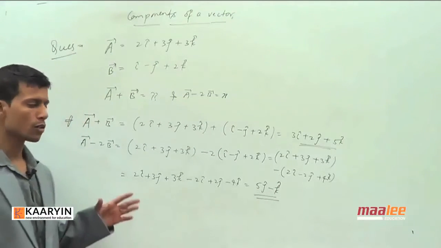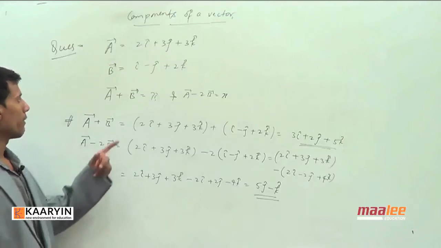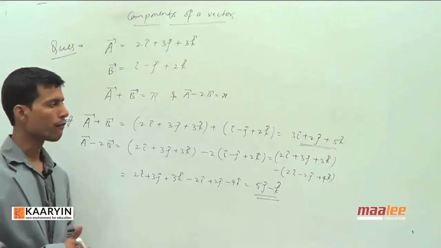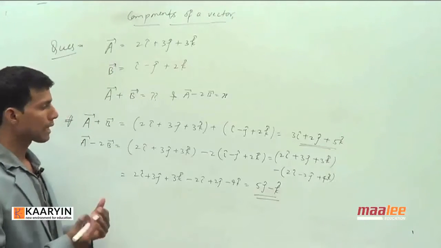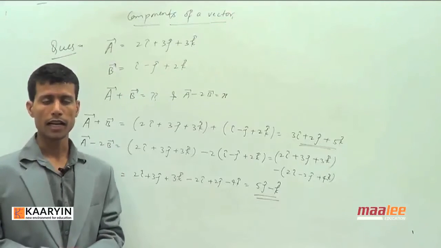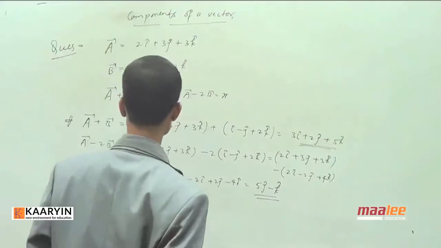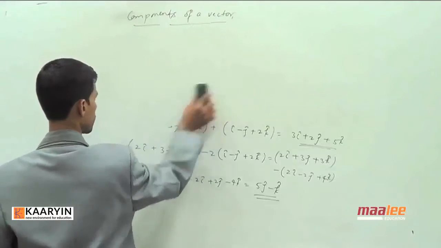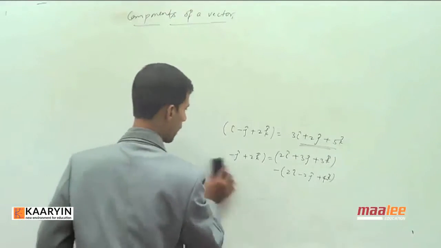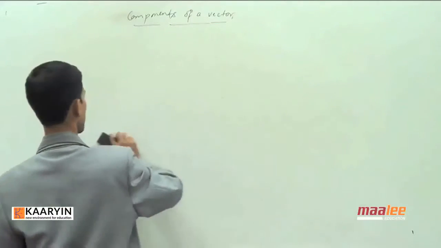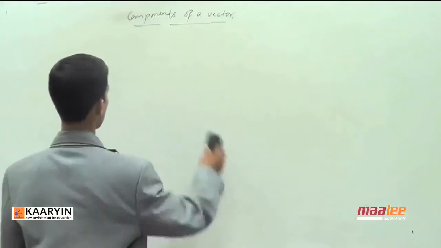So that is how we can solve if the vectors a and b are given. In this way we can find the addition, subtraction or multiplication with a scalar for any number of vectors. Now we will see how to multiply two vectors. Earlier we saw what happens if we multiply a scalar with a vector. Now we will see the multiplication of a vector with another vector.